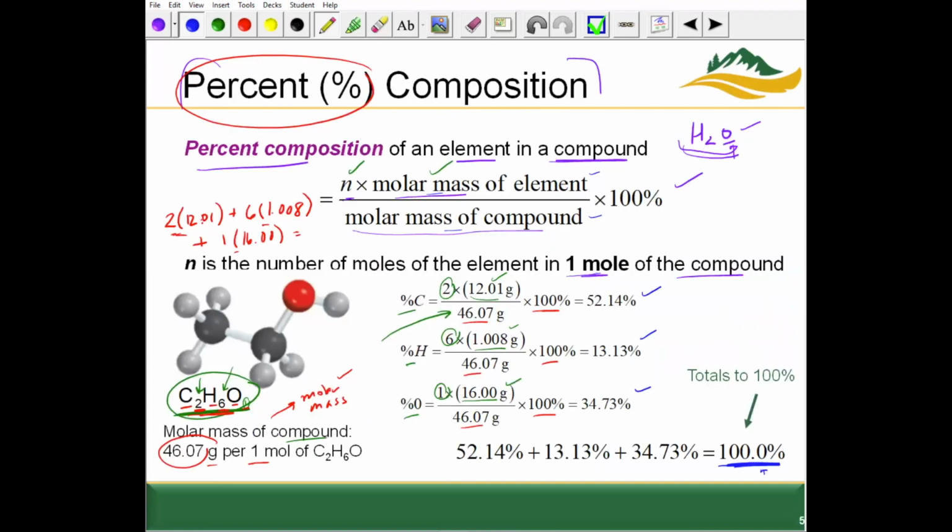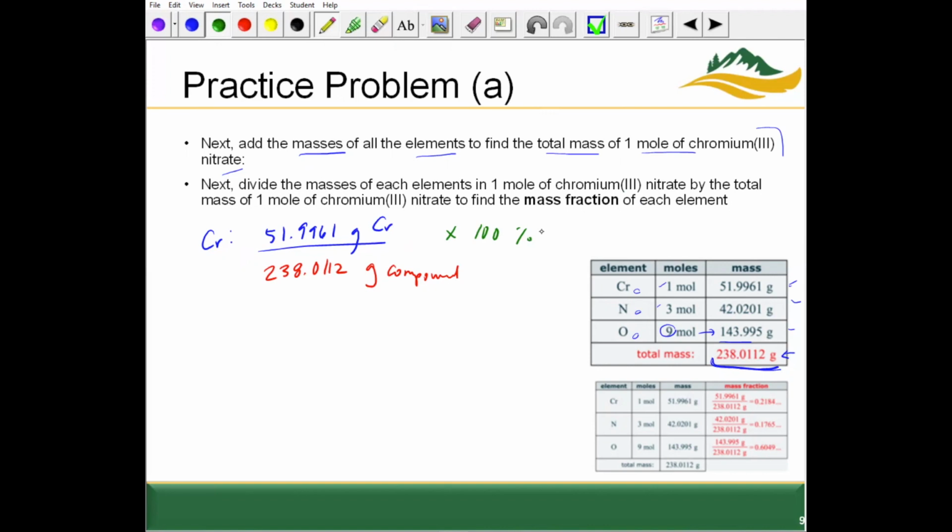Back to our formula then, we already have the product here for the numerator. Then we also just figured out the molar mass of the compound. So we need to take each one of these, divided by the molar mass of the compound, then multiply by 100%. So for chromium, the product, so what would be in the numerator, 51.9961, divided by the molecular mass or the molar mass of the whole compound, so 238.0112 times 100%.